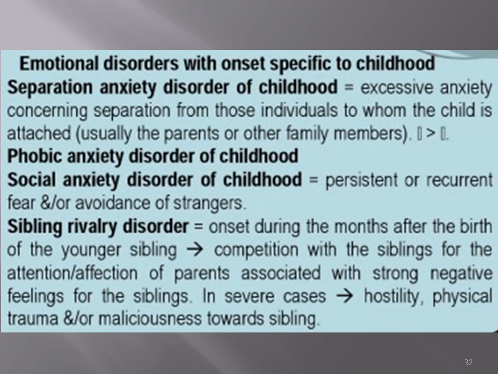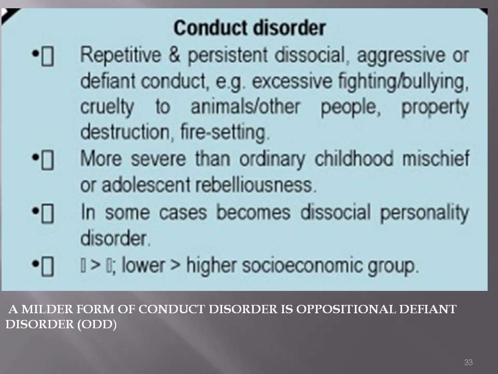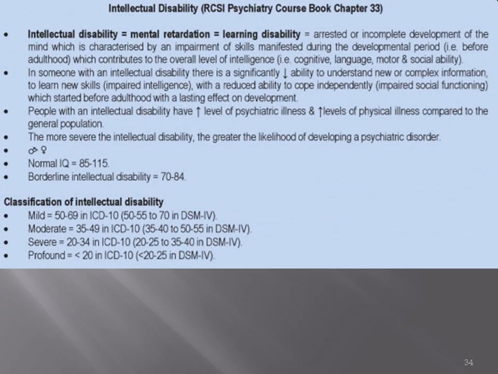And sometimes these phobic anxiety disorders can be comorbid with autism or autistic spectrum disorder. Oppositional defiant disorder is a much milder form of the conduct disorder in which the child is oppositional to the rules of the house and disobedient to the authority figures, but is not doing anything against the country laws. And then the learning disability.